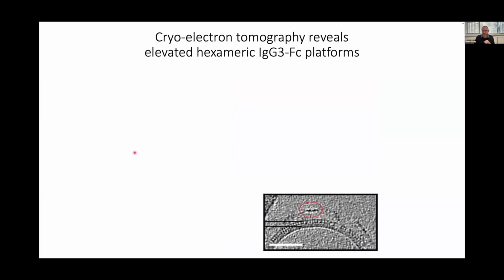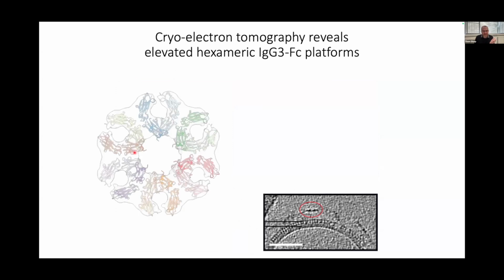So again, we picked a few thousand of these particles and performed subatomic averaging and found they were indeed hexameric IgG3 Fc platforms. So this effector domain of antibodies actually forms these beautiful hexagonal structures. Now, IgG3, of course, has this much longer hinge I've already mentioned, and that's what's elevating this platform 22 nanometers above the surface, above the membrane.